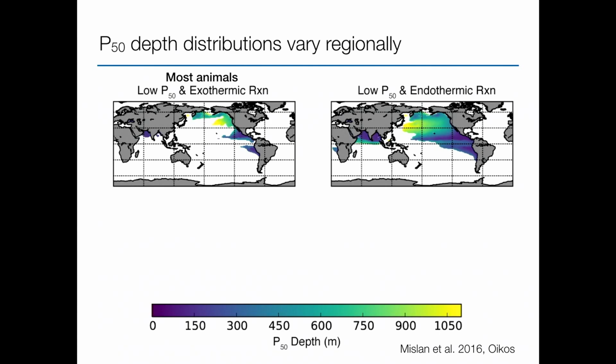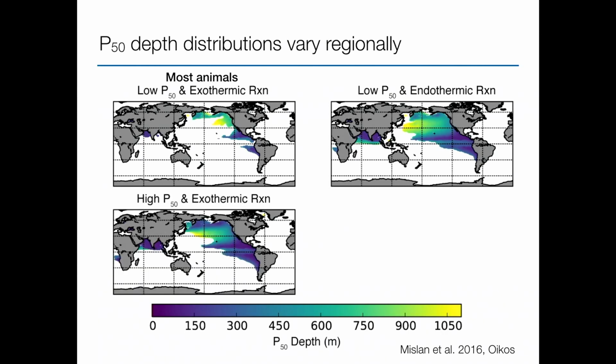However, if I'm plotting an animal with low P50 and a blood oxygen binding reaction that's endothermic, the picture changes. There's still a lot of the ocean where this animal would not reach a P50 depth, but in the North Pacific it would reach a P50 depth through most of the region, and then over here in the Arabian Sea and the Bay of Bengal. So these two animals are living in the same place, but they would be experiencing the environment very differently, especially as they move vertically in the water column. The same is true for an animal with a high P50 and an exothermic blood oxygen binding reaction. It's slightly different, but definitely more like this one.